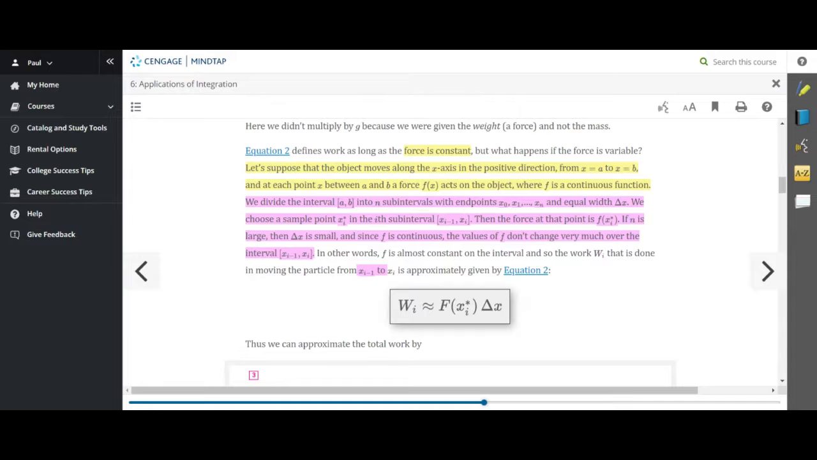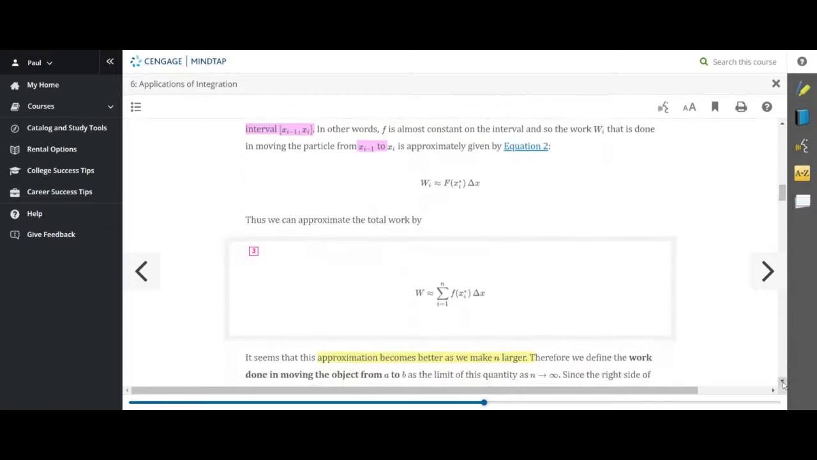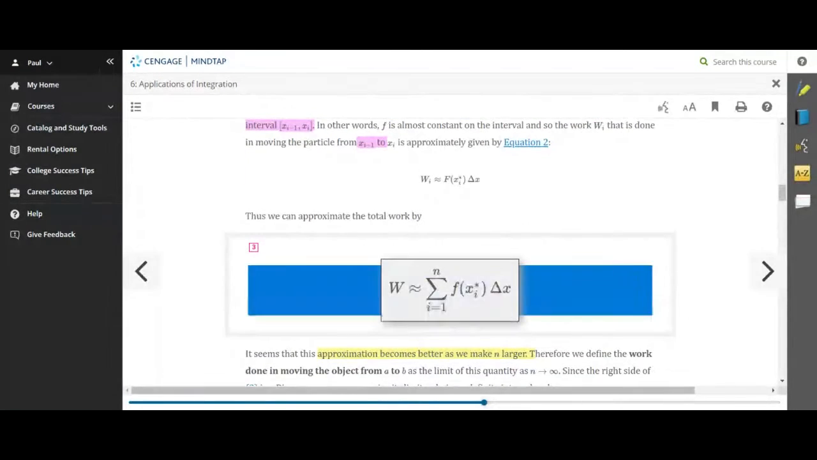All right, so the work is going to vary from subinterval to subinterval. So if we wanted to find the total work, what would we do? Well, we would just add up all the little work values, all the w sub i's. So we get a Riemann sum. The approximation will get better if we make n larger, of course.